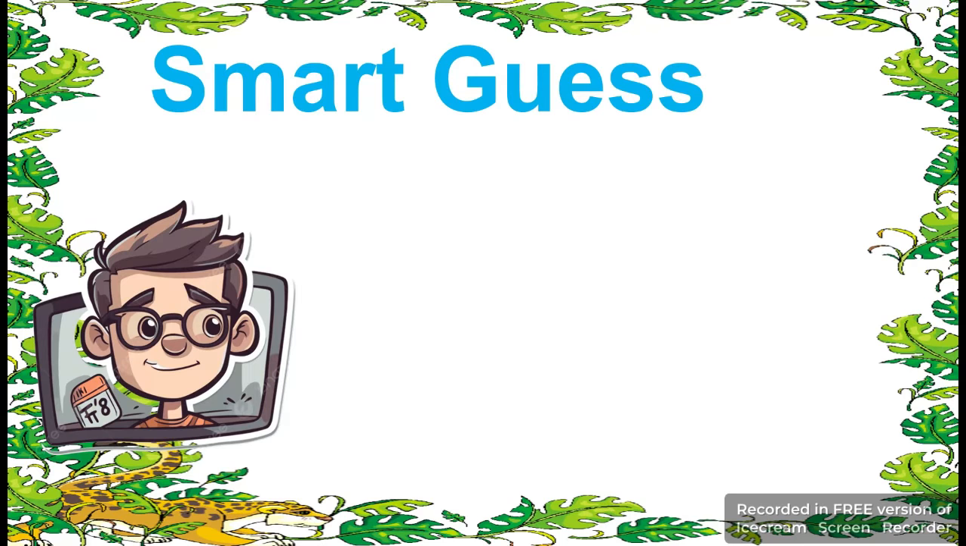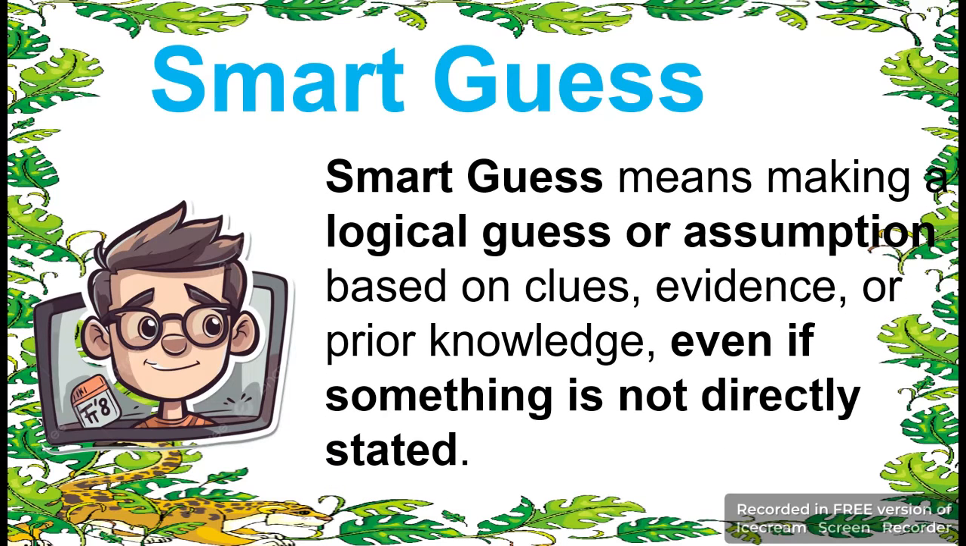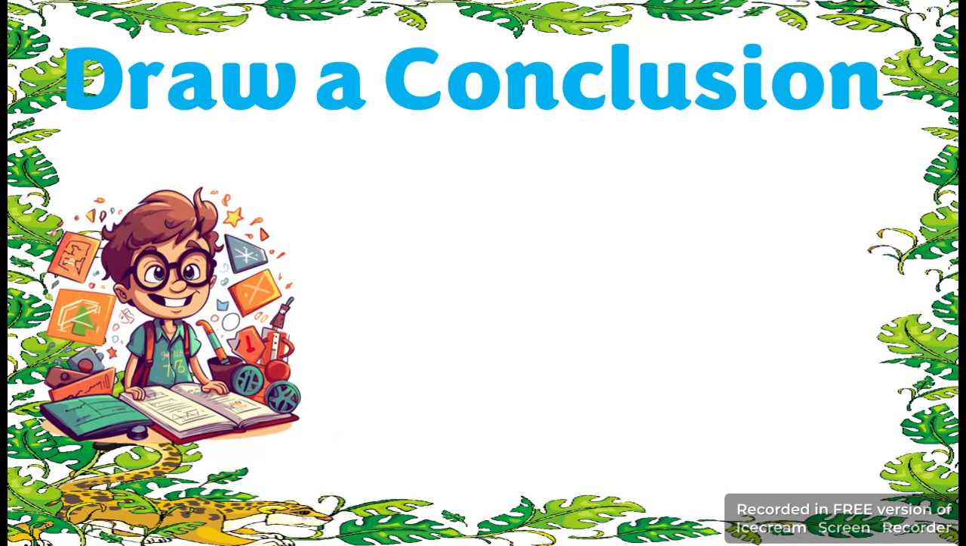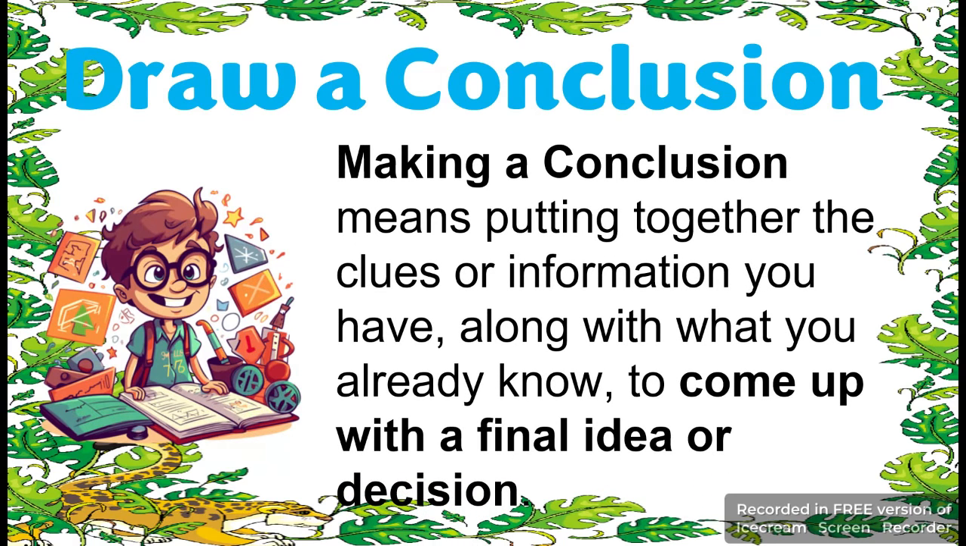What is a smart guess? A smart guess means making a logical guess or assumption based on a clue, evidence, or prior knowledge, even if something is not directly stated. Drawing a conclusion means putting together the clues or information you have along with what you already know to come up with a final idea or decision.